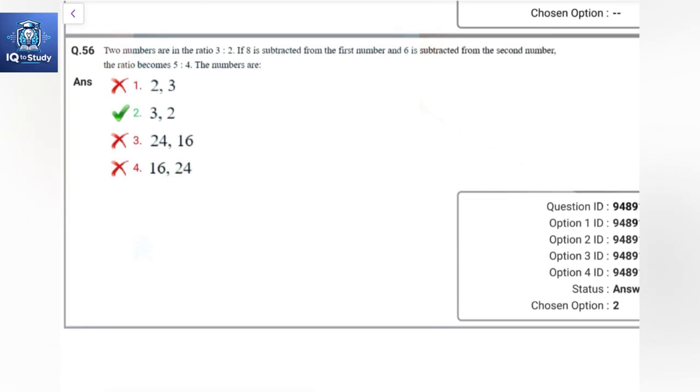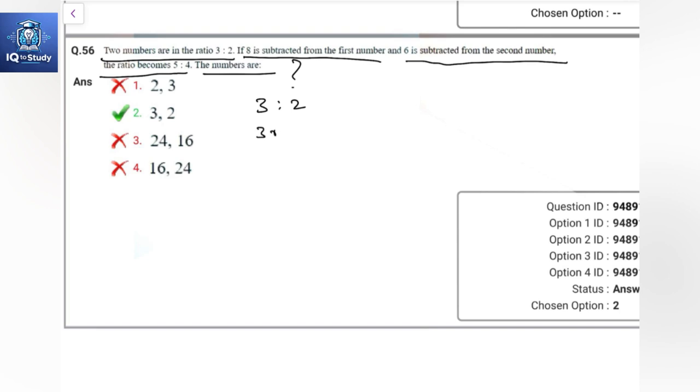Two numbers are in the ratio 3:2. If 8 is subtracted from the first number and 6 is subtracted from the second number, the ratio becomes 5:4. The numbers are? Given, the ratio is 3:2. Let it be 3x is to 2x. According to the question, 8 is subtracted from the first number and 6 is subtracted from the second number. After that, the ratio will become 5/4. Let's simplify this.